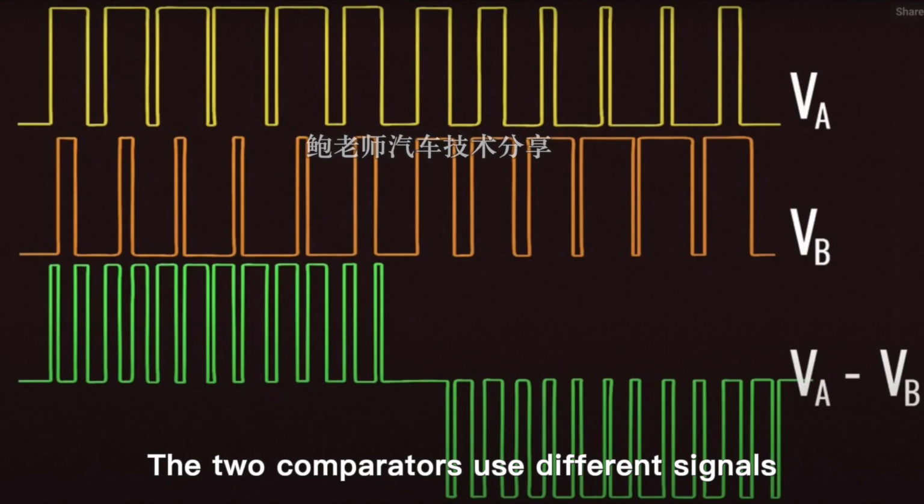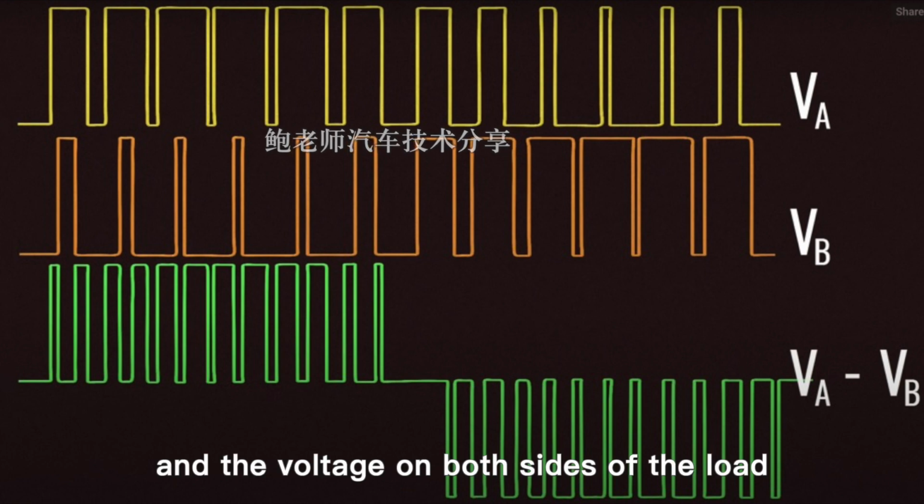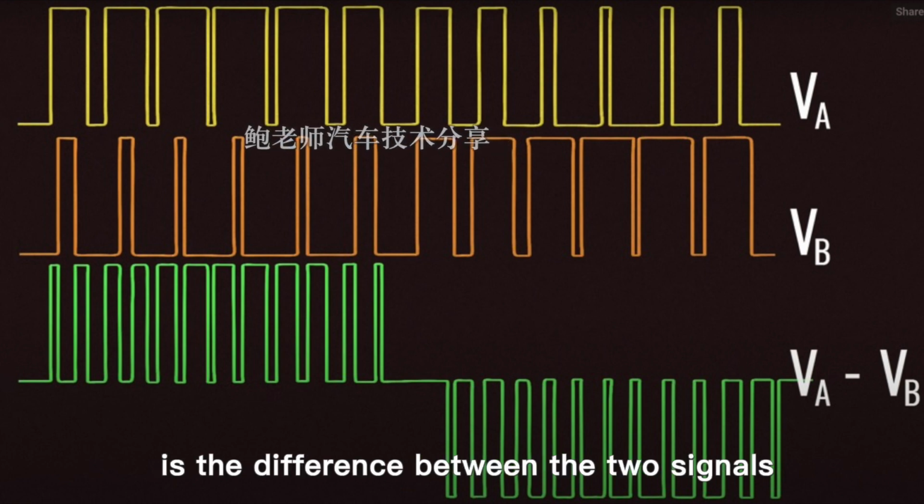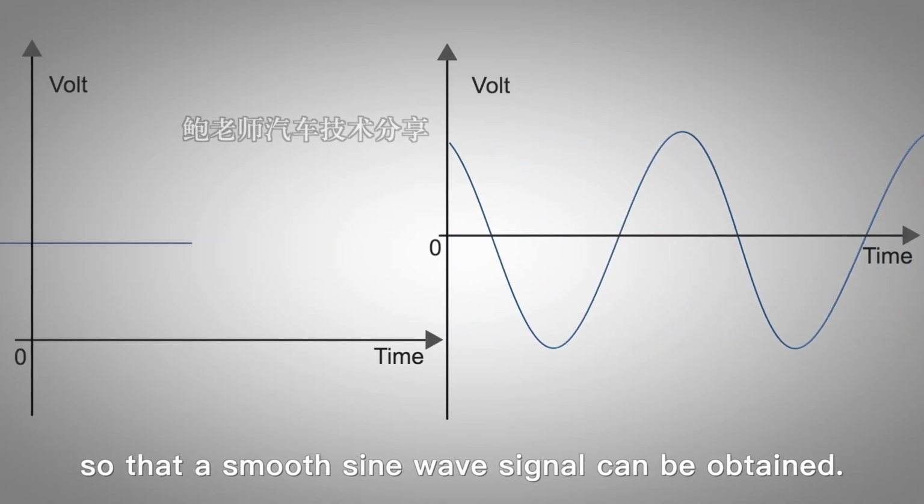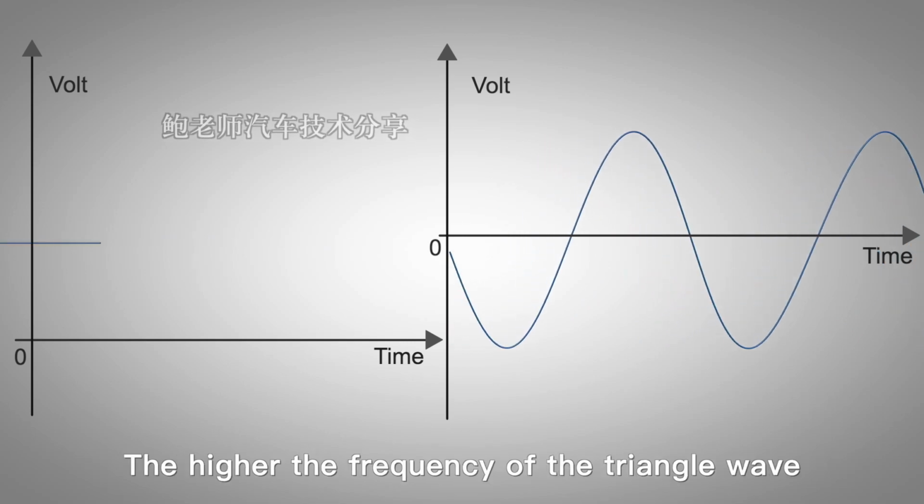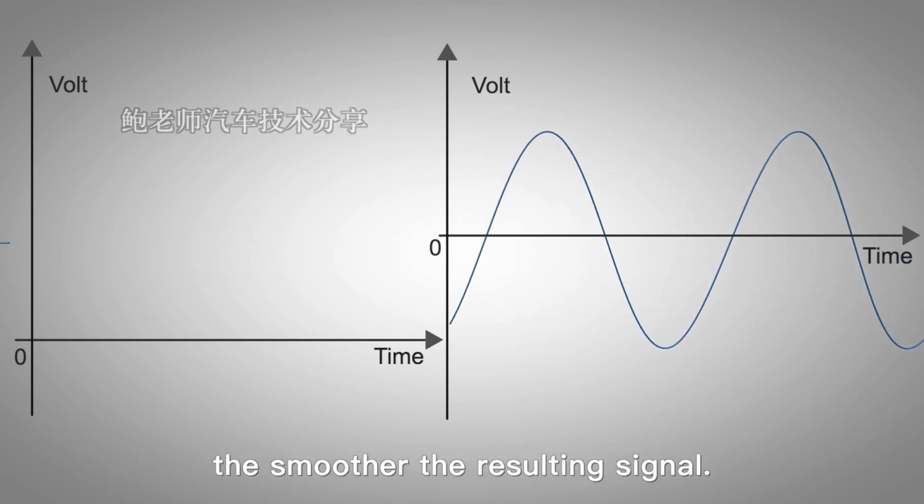cycle. The 2 comparators use different signals, as shown in the video, and the voltage on both sides of the load is the difference between the 2 signals, and the waveform shown is obtained, so that a smooth sine wave signal can be obtained. The higher the frequency of the triangle wave, the smoother the resulting signal.